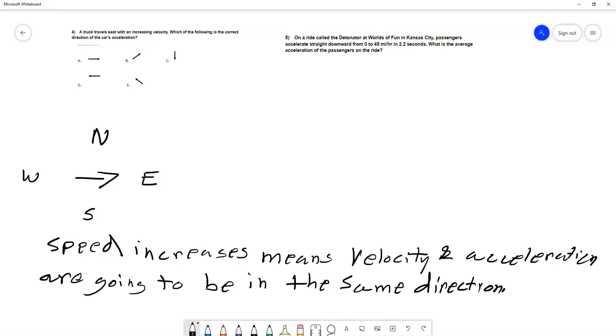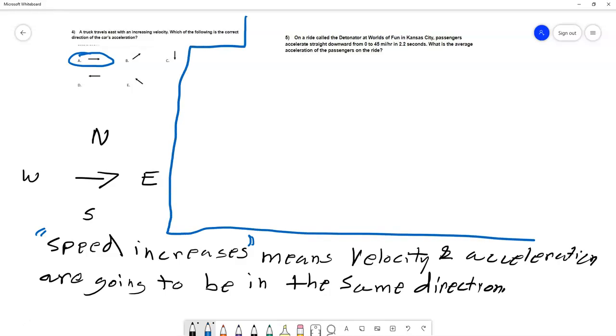All right, so with that, speed increases means that velocity and acceleration are going to be in the same direction, and we're headed east. So this is actually the answer right here. It is A. Now on the second one, let me block this off so there is no confusion.